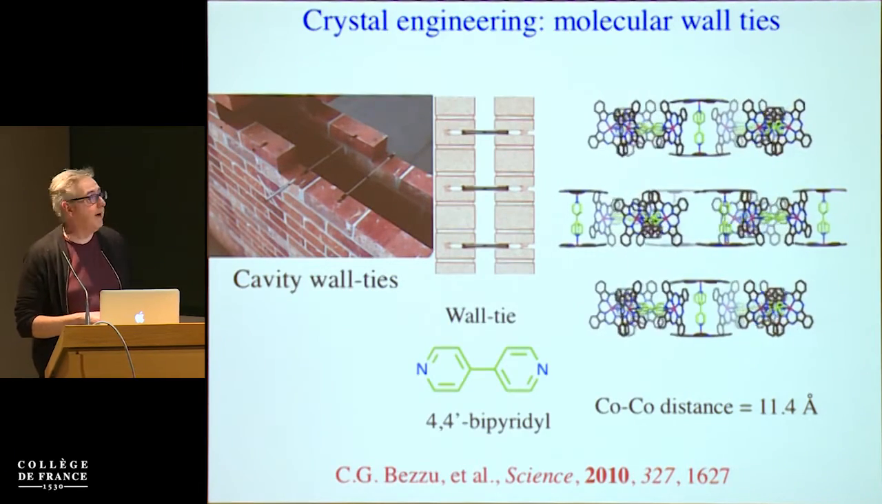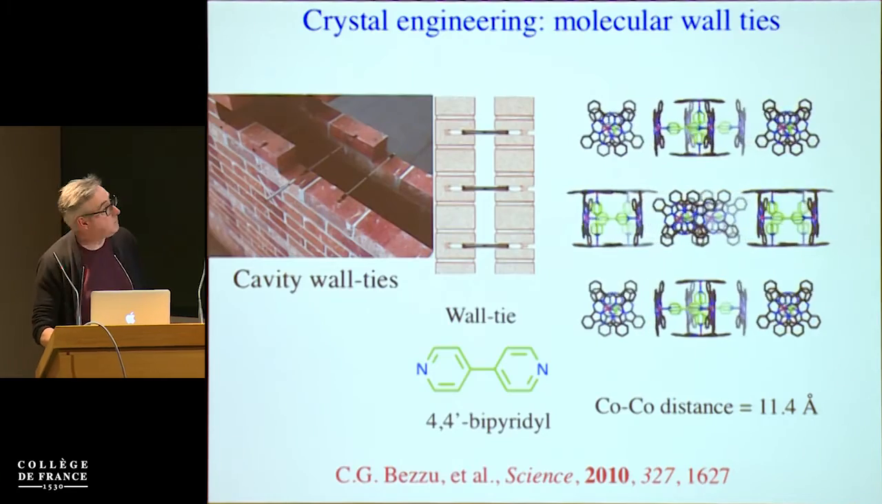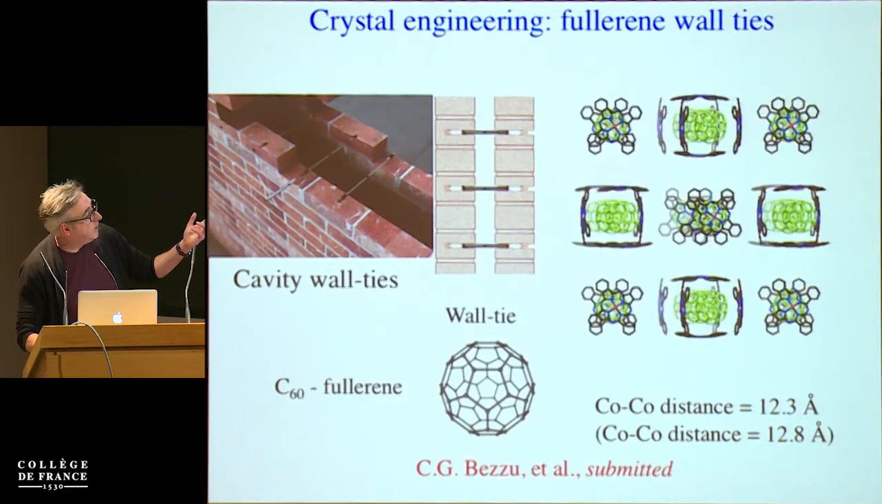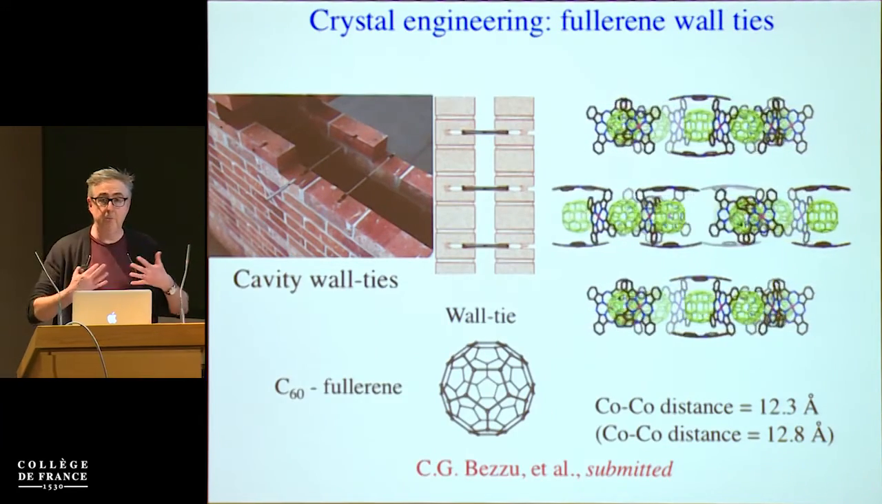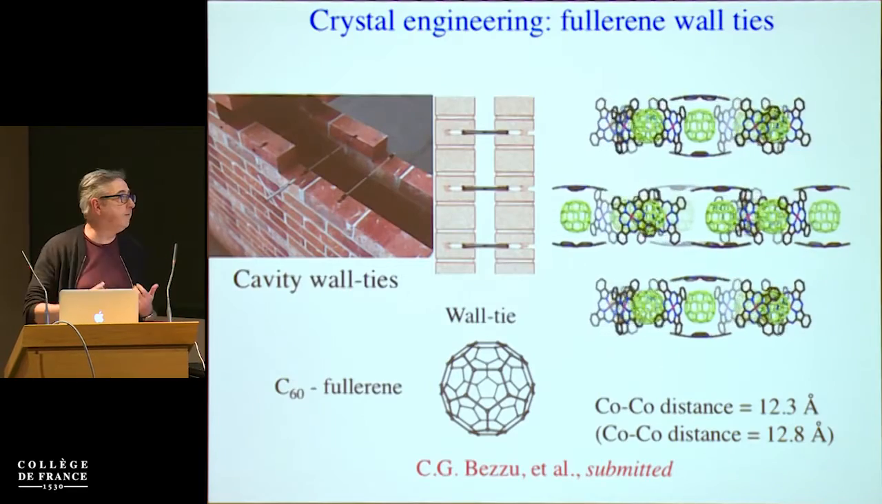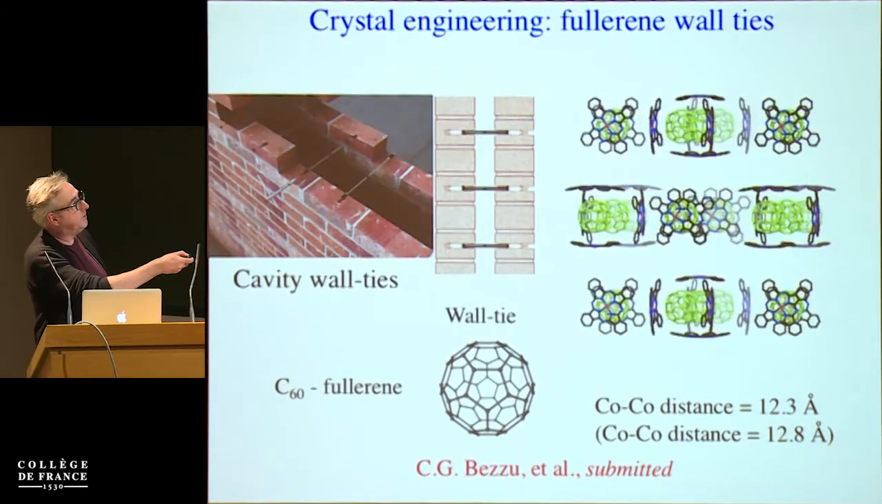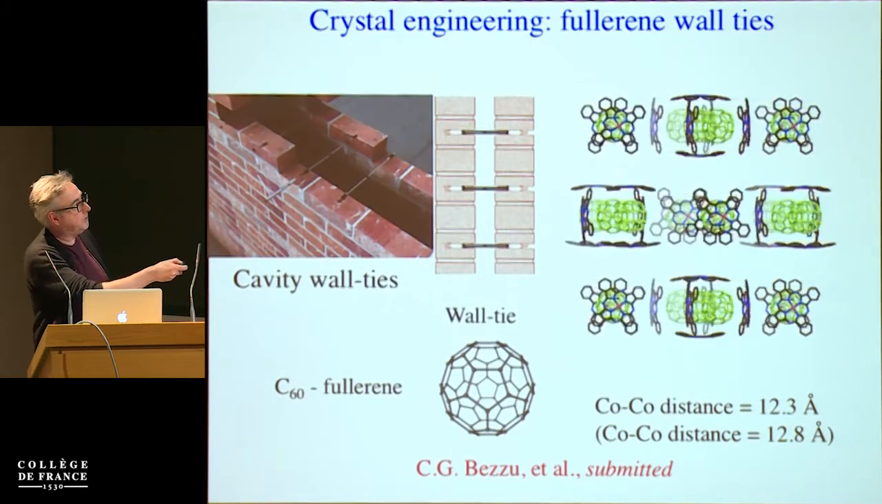And these were now stable microporous materials. More recently, we found that instead of using coordination chemistry, you can do a co-crystallization with fullerene, and the fullerene also goes into the cavity and stabilizes the structure.